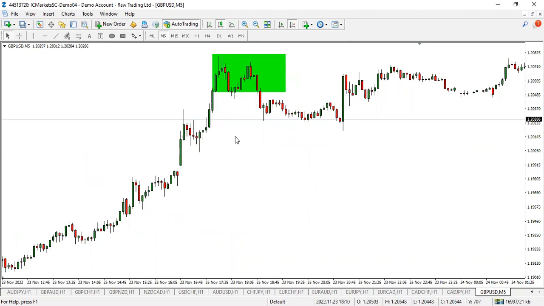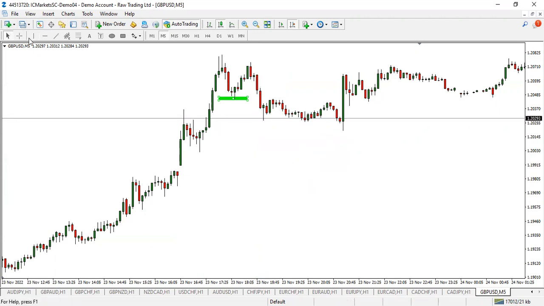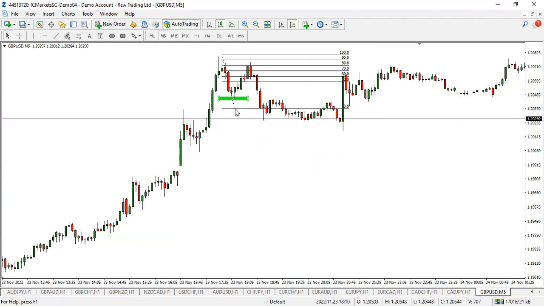So let's look for another pattern here. Here is another entry pattern. This here, the green rectangular area, is the neckline, and the candle that broke the neckline is this one. So when it breaks, you check if it's too far from you to enter. If it is, what you can do is put your pending orders here.